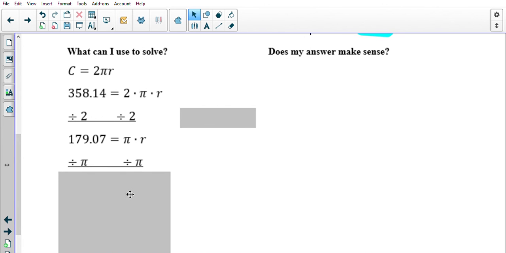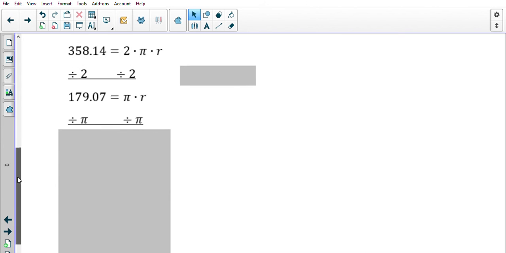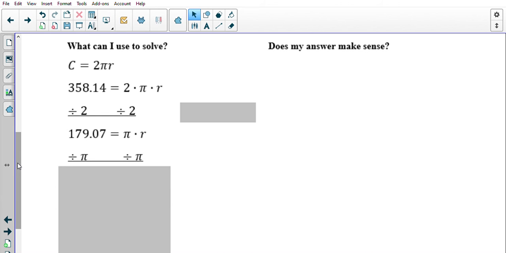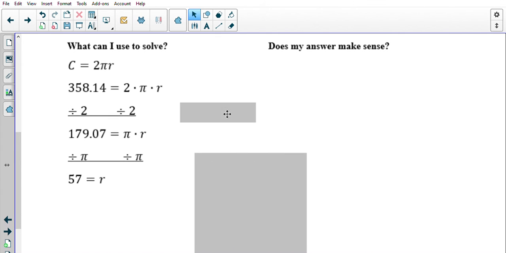Now I divide both sides by pi, and 179.07, I'm going to plug it in to my calculator, divided by pi, gets me 56.99975132. So that's going to be about 57, which means we're looking at about 57 inches.